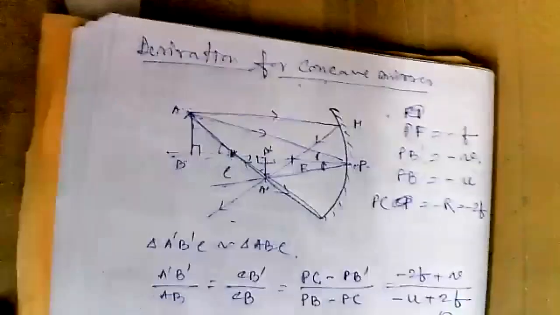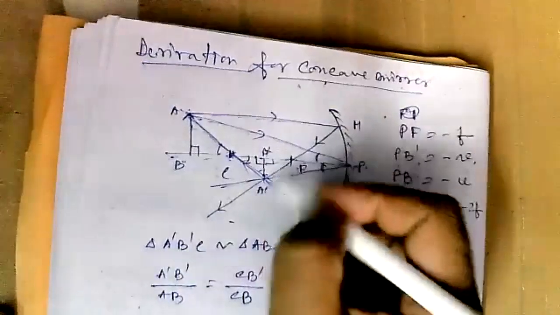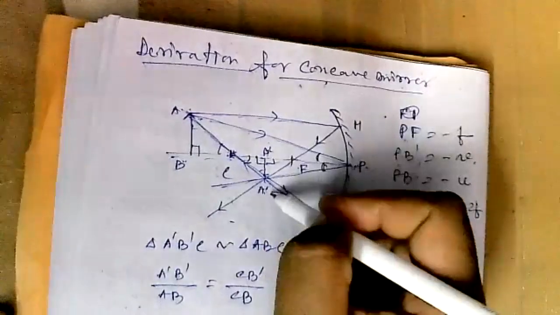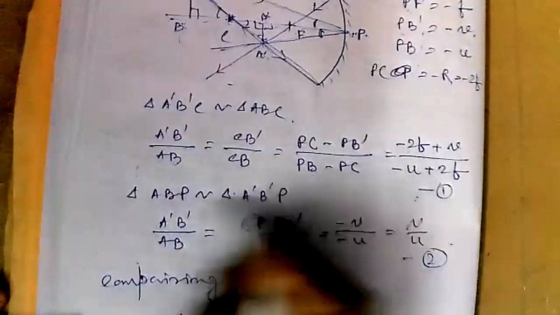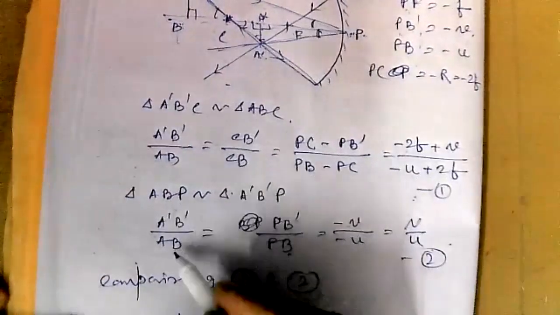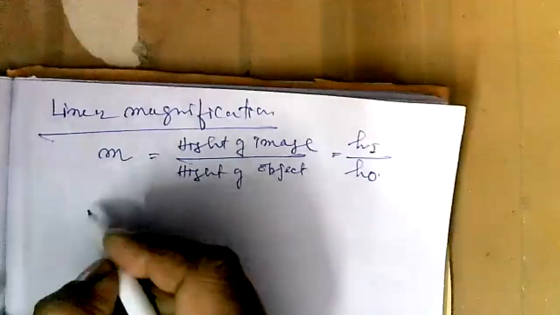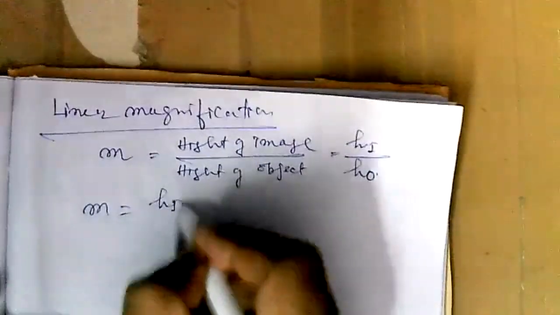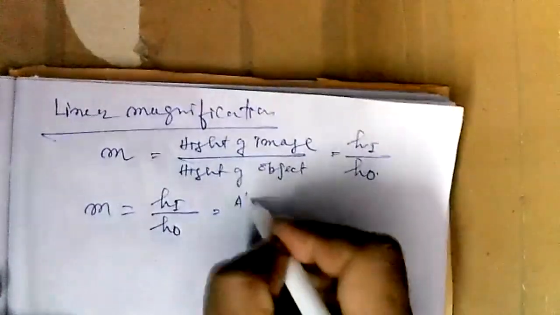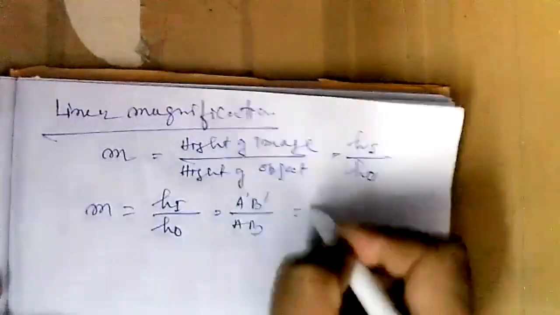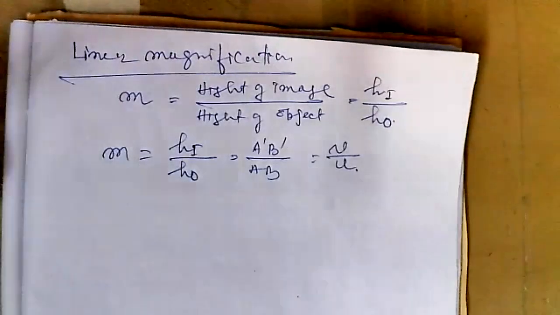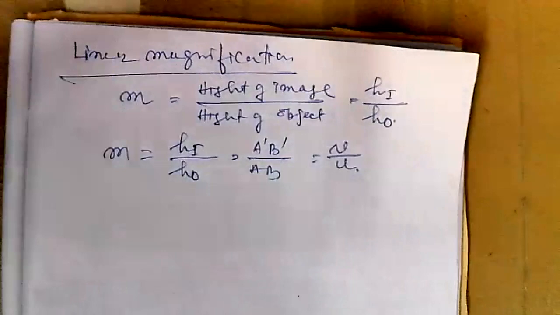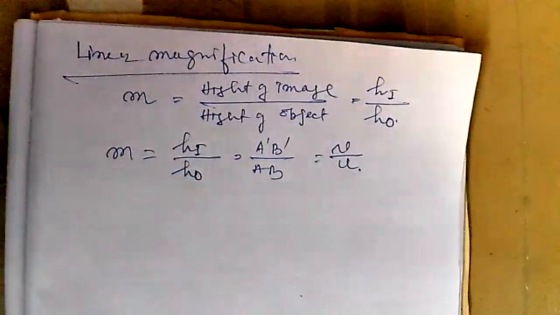Now again, return to the figure. A dash B dash is the height of the image and AB is the height of the object. What we got in equation 2? A dash B dash by AB is equal to V by U. HI by HO is A dash B dash by AB, which is equal to V by U. So linear magnification is also the ratio of the image distance to the object distance.